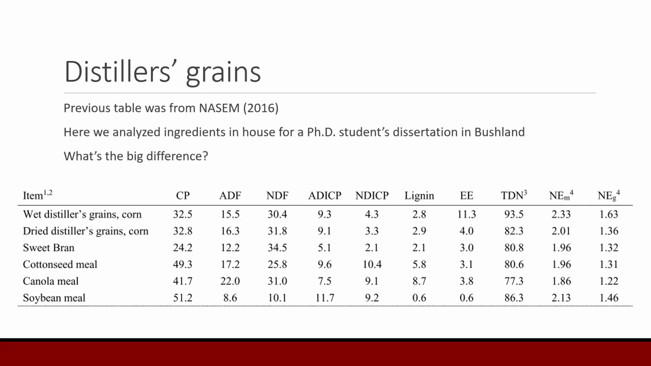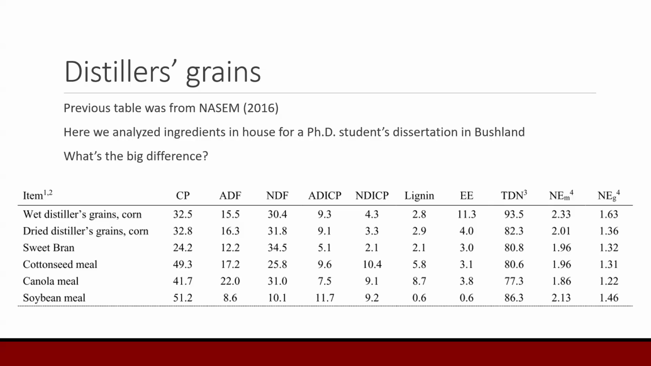Okay, so we looked at a bunch of different protein feeds, but let's just focus on wet and dried distillers grains here. Okay, again, the drying process, we wouldn't expect it to change crude protein content by very much. However, dried distillers grains that we were buying at Bushland was 4% ether extract compared to the NASM tabular values, which were almost 11%. So they're pulling out an appreciable amount of fat today. Wet distillers grains were still really high at 11%.